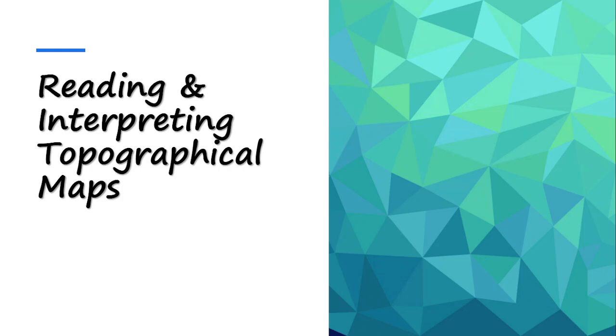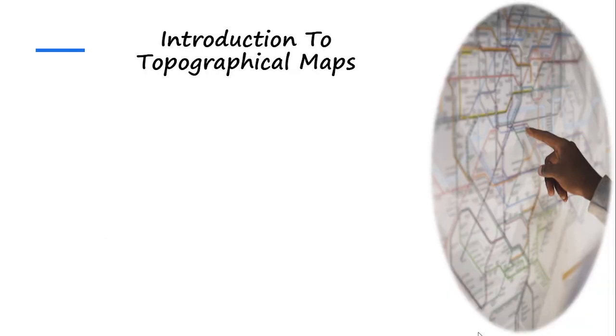Our chapter is reading and interpreting topographical maps. So far, we've covered the elemental survey. In the previous session, we saw the leveling survey. So today, let's move on to this chapter, reading and interpreting the topographical maps. We'll start by discussing the various features on the map. From there, we first have to see the introduction to topographical maps.